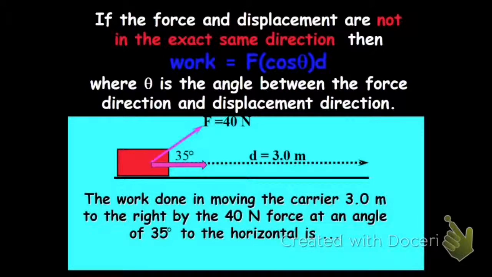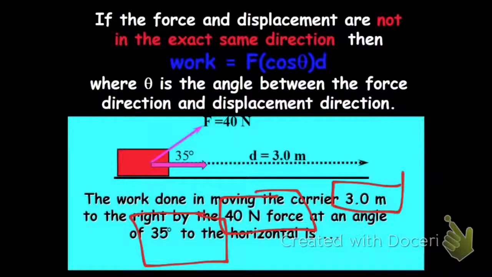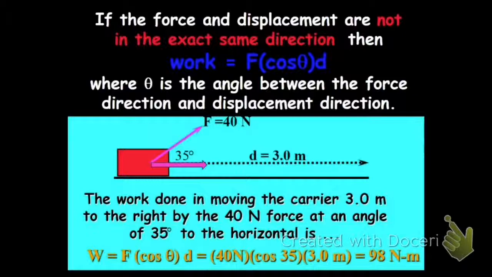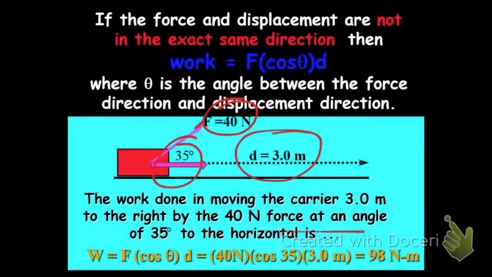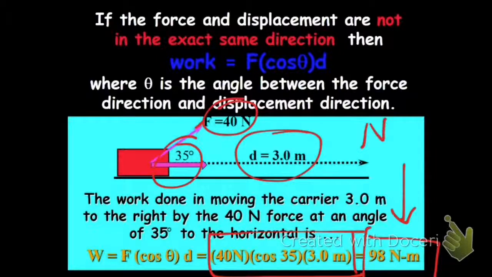So for example, the work done in moving a carrier 3 meters to the right by a 40 Newton force at an angle of 35 degrees is going to be the applied force, 40 newtons, times the cosine of the angle, 35, times the distance that it moves. And that'll give me my answer. Now just a reminder, since it's force times displacement, a Newton meter is the same thing as a joule.